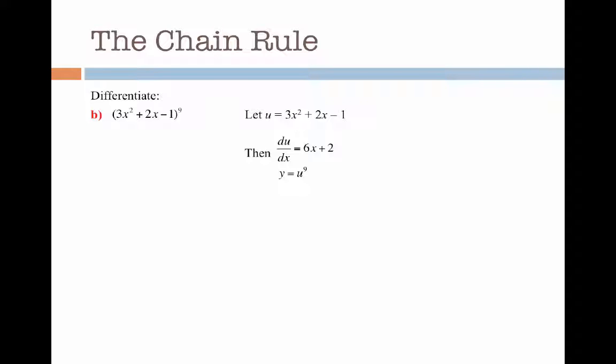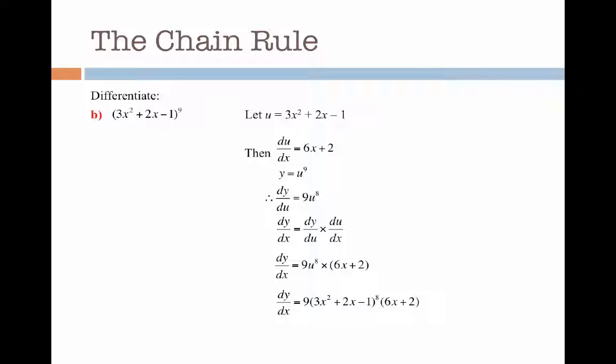Next up, we're going to let y equal u to the power of 9. Again, take a moment to think about what the differentiation of y will be with respect to u. The derivative of y with respect to u is going to be 9u to the power of 8. Now we get to use our chain rule. dy dx equals dy du times du dx. So, the derivative of our function will be 9u to the power of 8 times 6x plus 2.